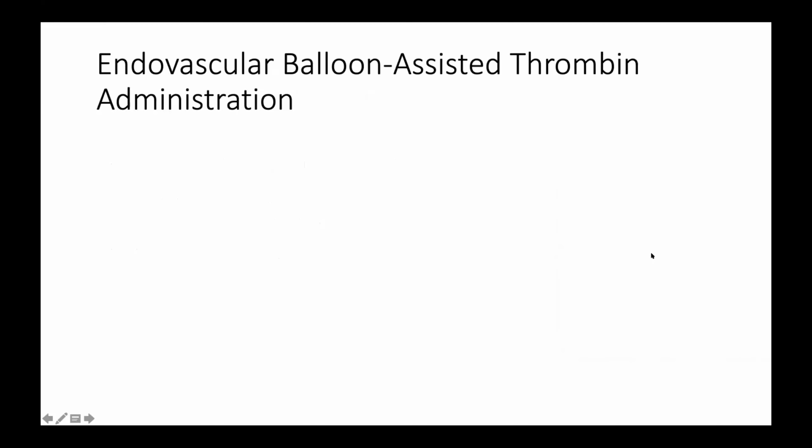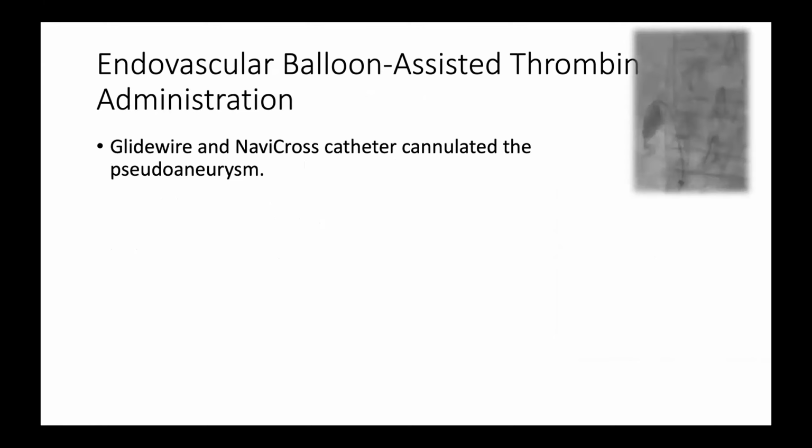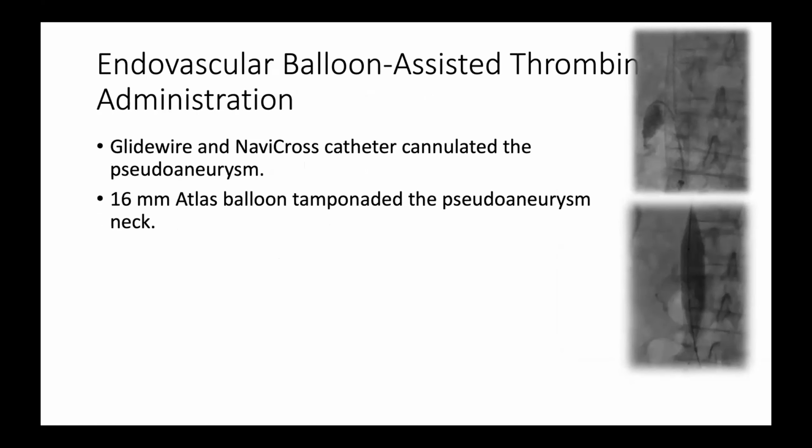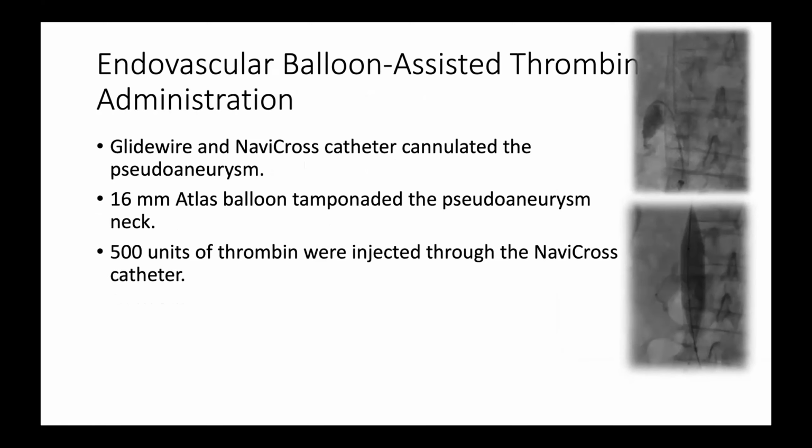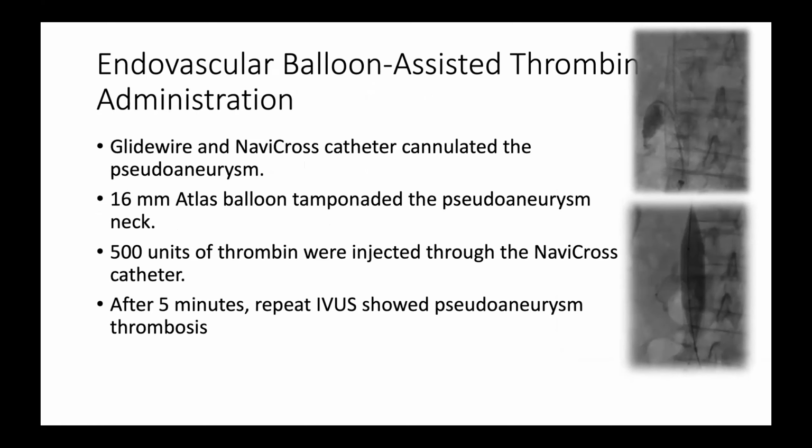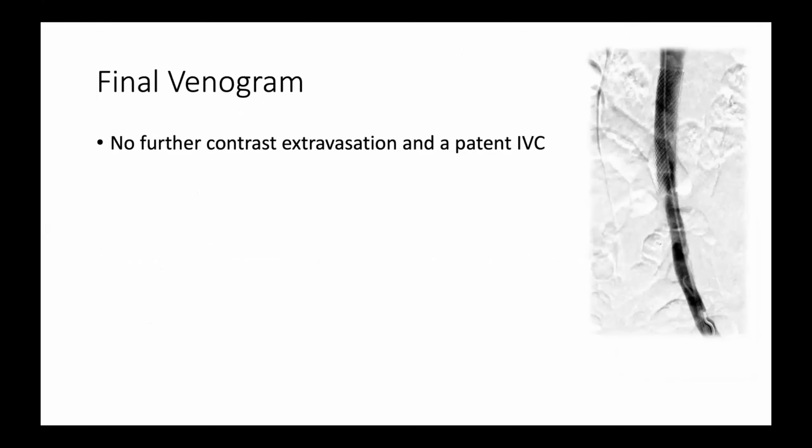So at this point, we decided to do the endovascular balloon-assisted thrombin administration. We used the glide wire and NaviCross catheter to cannulate the pseudoaneurysm. We put the same balloon up again, excluding the pseudoaneurysm, and injected 500 units of thrombin through the NaviCross. After 5 minutes, we checked the IVUS, which showed the pseudoaneurysm had now thrombosed. And this is the final venogram. Now we don't see the contrast extravasation, and the IVC is patent.